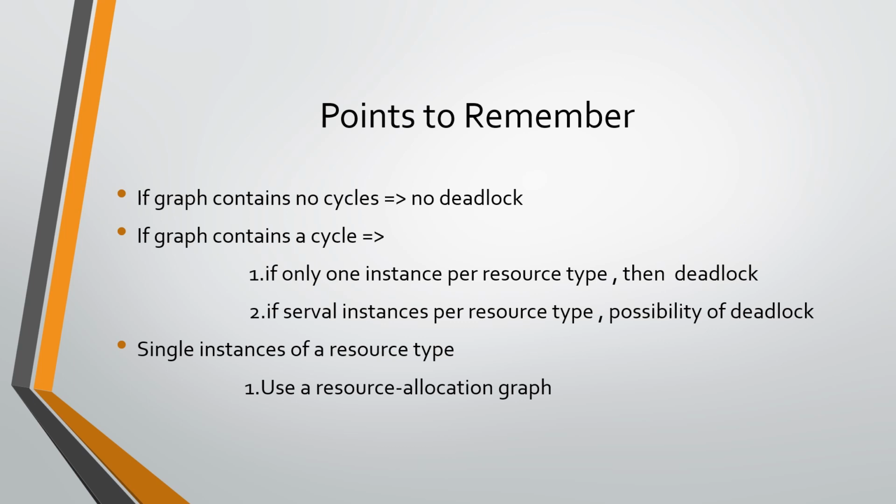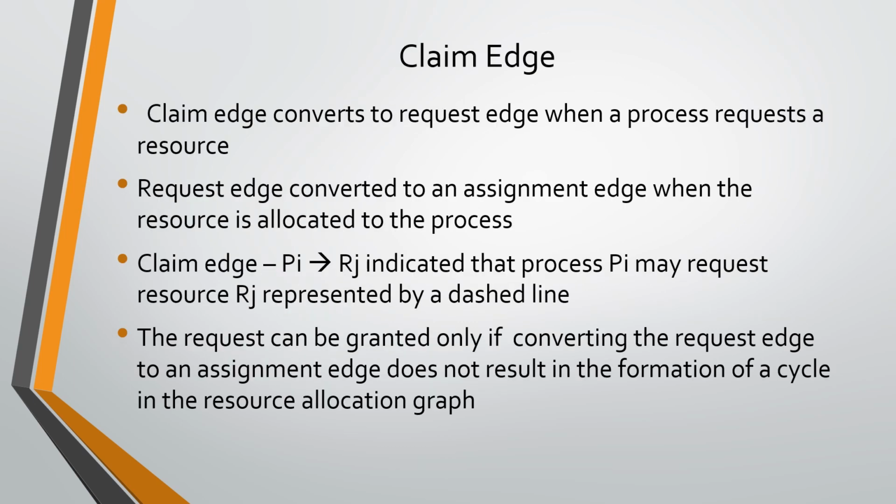Points to be remembered. If a graph contains no cycles, then there is no deadlock. If a graph contains a cycle, then there are two conditions. First, if there is only one instance per resource type, then there is a possibility of deadlock. If there are several instances per resource type, then there is also a possibility of deadlock. This resource allocation graph is only used for single instances of the resource type. The resource allocation graph technique is used for deadlock avoidance when there is a single instance of every resource.